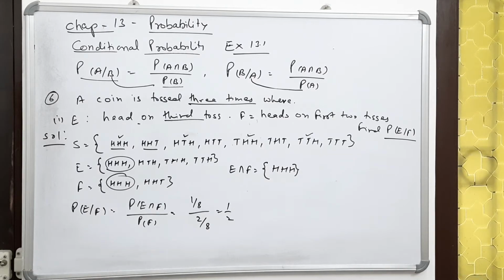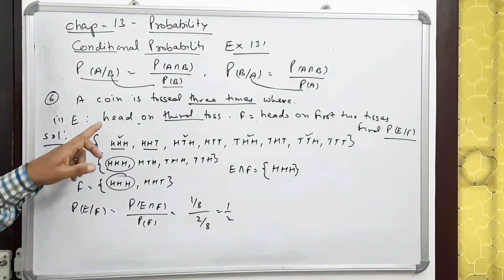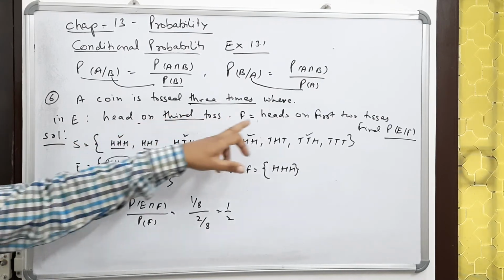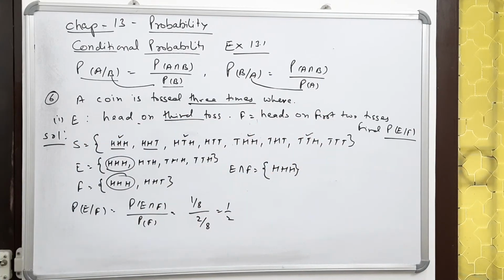That is the first 2 heads. That is the meaning of the conditional probability. That is, we have to find the probability of this when this has already occurred. So that is the meaning of the conditional probability. I am taking the next problem.